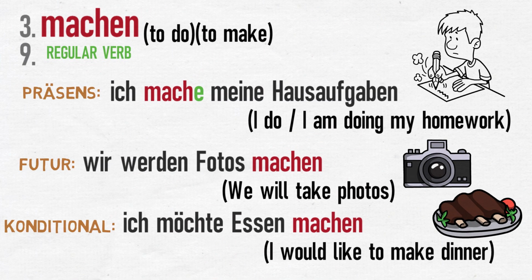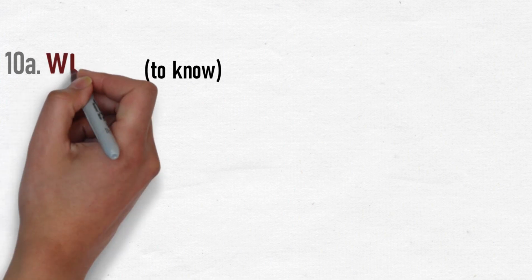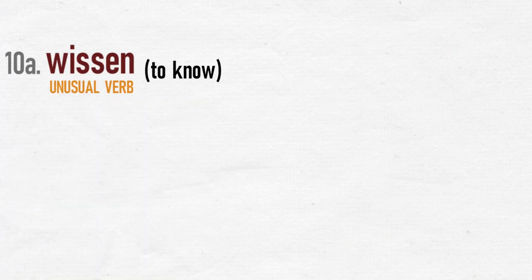Verb number 9 is to make, which has conveniently already been covered by machen. The 10th verb on the list, and the last one we're going to look at today, is to know. This also has two versions in German. The first is wissen, which is an unusual verb.